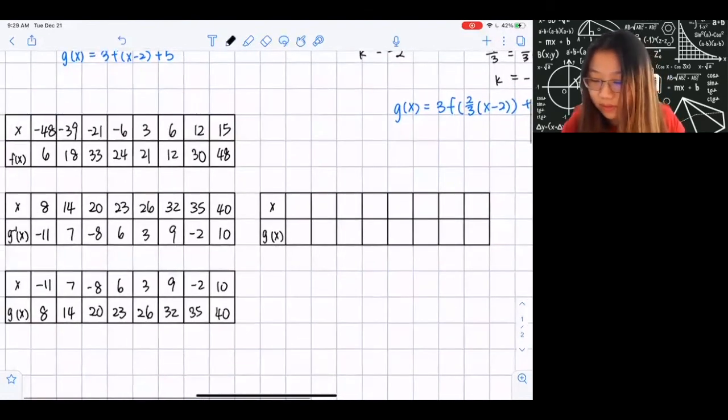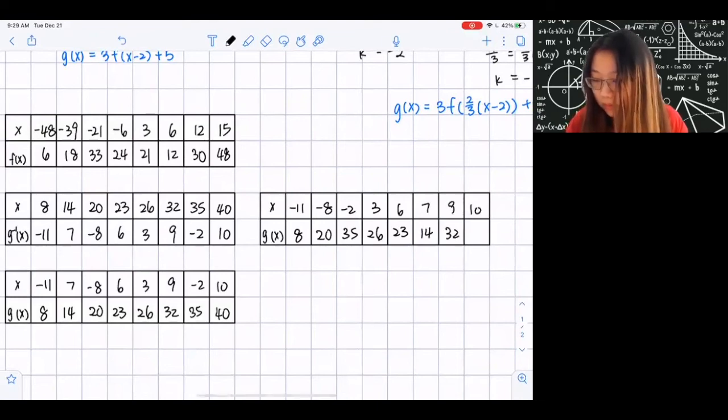So let's see, how can I rearrange this? I have negative 11, 8 still here, but then I have negative 8, 20; negative 2, 35; and I have 3, 26; 6, 23; 7, 14; 9, 32; and 10, 40. Okay, now I can actually do my transformations, which in this case, I made the y's really easy. You can just directly observe that it's a +2, right? But the x's are a bit tricky.